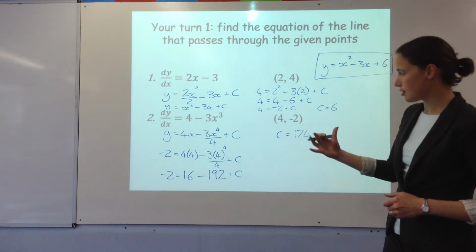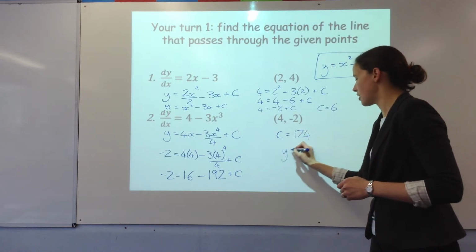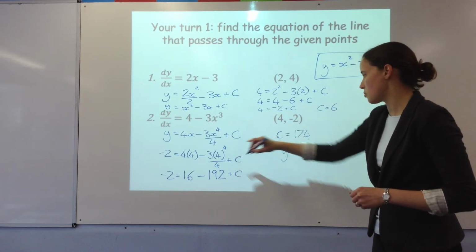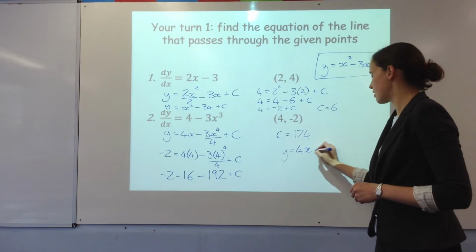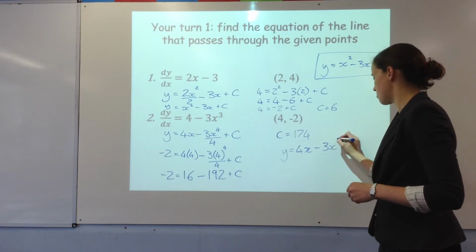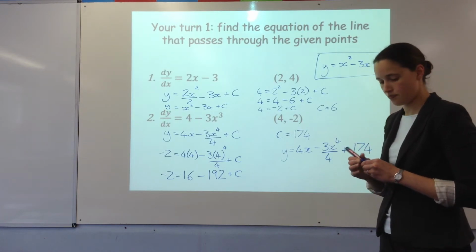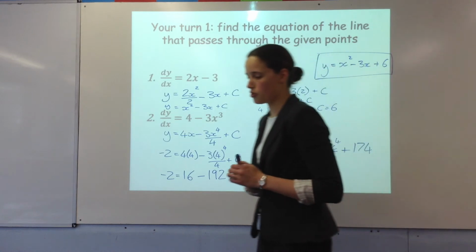Okay, so just like before, we need to write our final answer. y is equal to, where are we? This one here. 4x minus 3x to the power of 4 all over 4 plus 174. Okay. I've got 2 more examples for you to do.